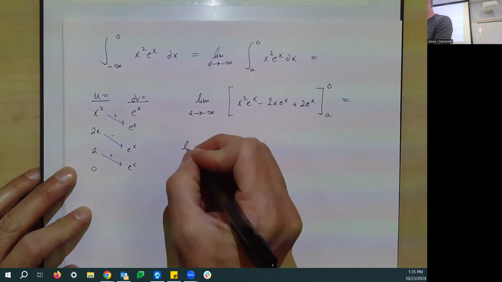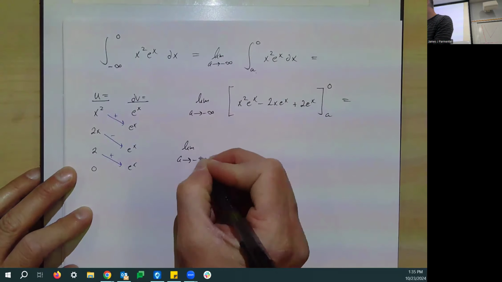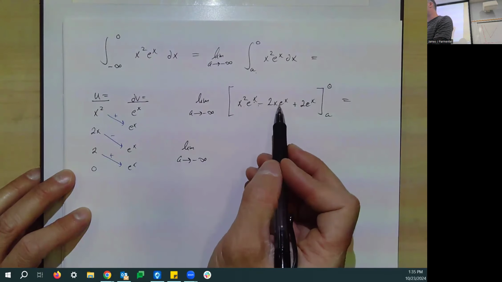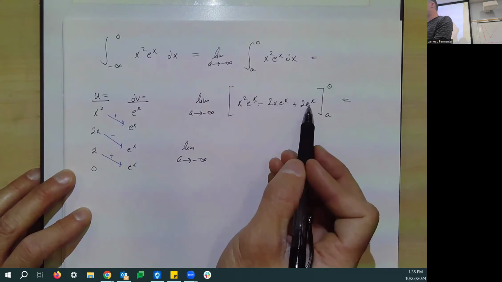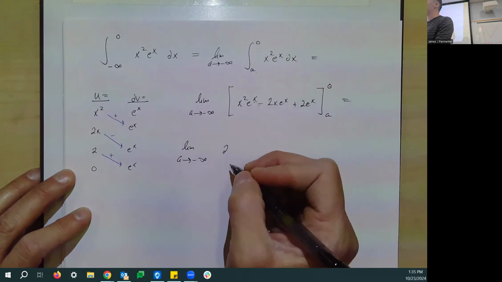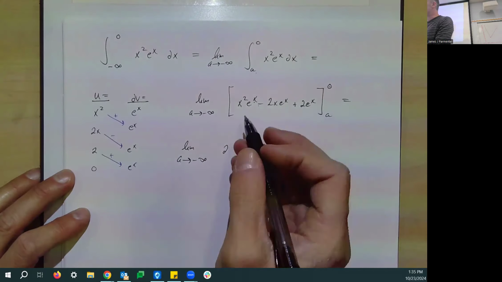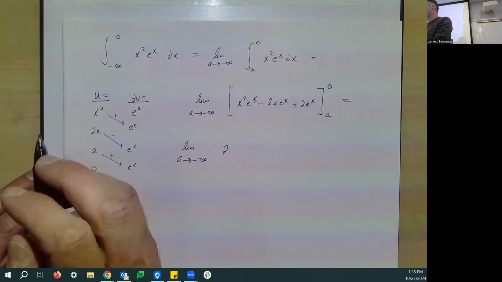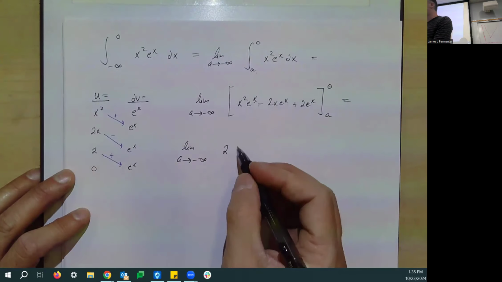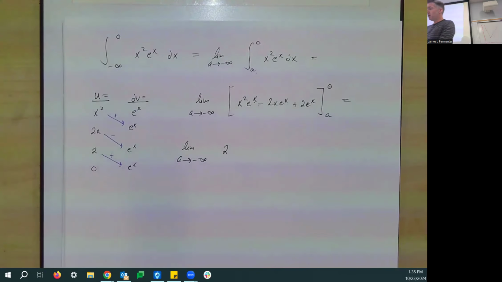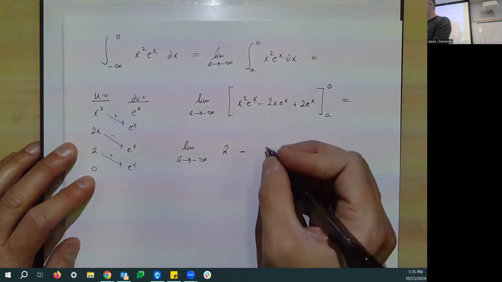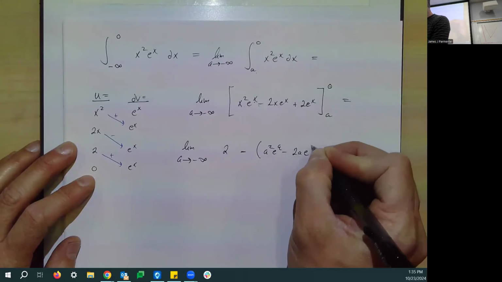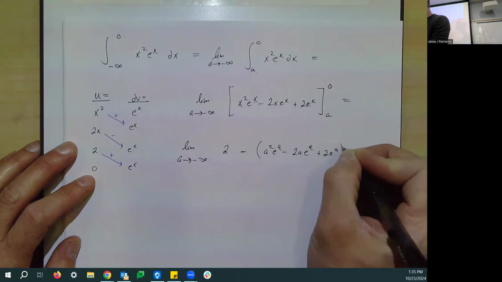So plug in. Limit as a goes to minus infinity. When you plug in 0, I'm going to get 0 times e to the x minus 0 times e to the x plus 2 times e to the x. Sorry, let me back that up. 0 times e to the 0 minus 0 times e to the 0 plus 2 times e to the 0. The first two are just 0, but the last one is 2 times 1, which is 2. Minus, now we plug in a, and we get a squared e to the a minus 2a e to the a plus 2 e to the a.